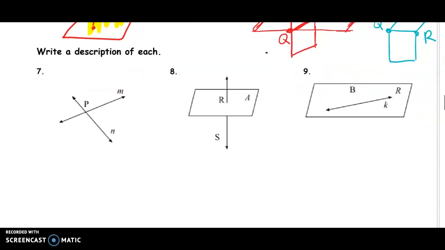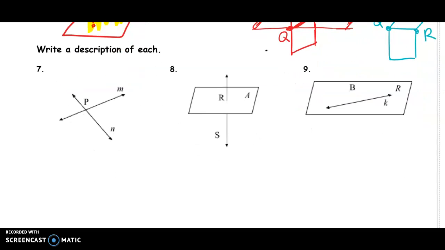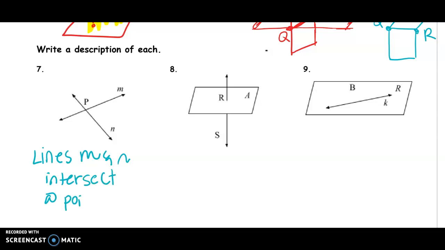All right, moving right along, write a description of each of the following. So this is just building off of what you just drew. So it's going backwards from what we just did. So for number 7, you would want to write something like line m and n. Actually, you should put those as lowercase. m and n intersect at point P. Okay. So now write your description for 8 and 9, and then come back to check.